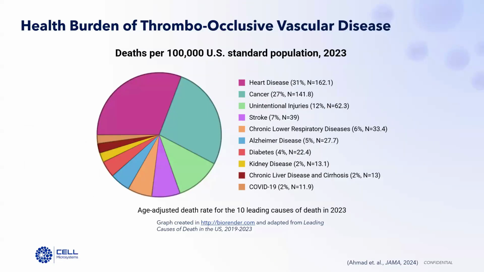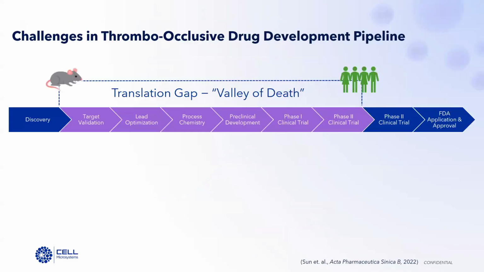In fact, thrombo-occlusive vascular diseases are among the leading causes of death in the US and the world. While antithrombotic drugs are essential, every current option carries the risk of bleeding. This underscores the need for new therapies that prevent thrombosis while preserving healthy hemostasis. Yet, 90% of drug candidates fail during clinical trials due to poor translation between preclinical models and human biology.